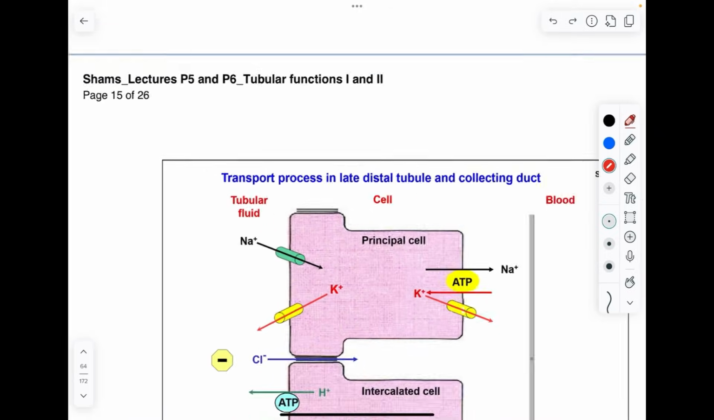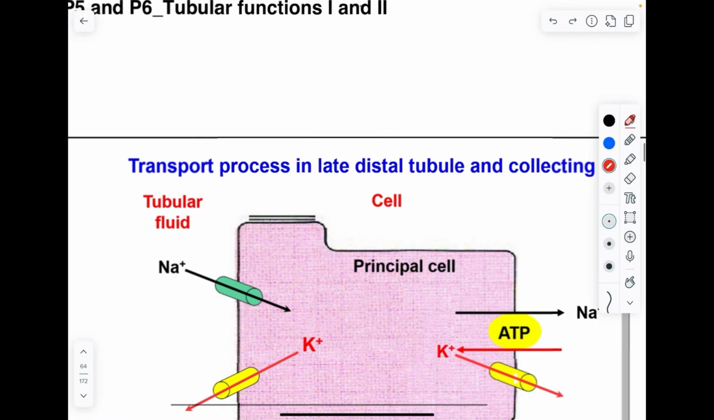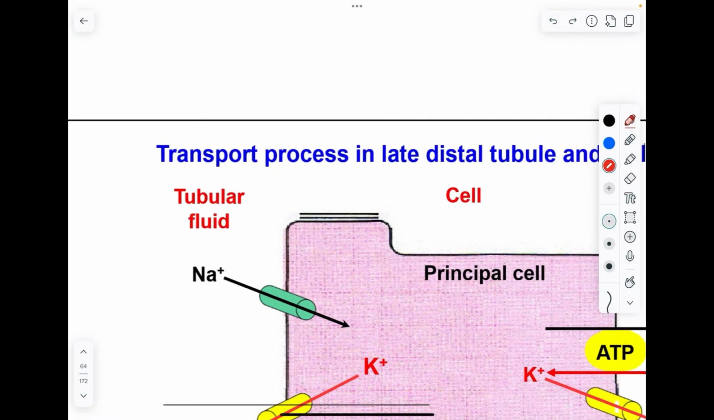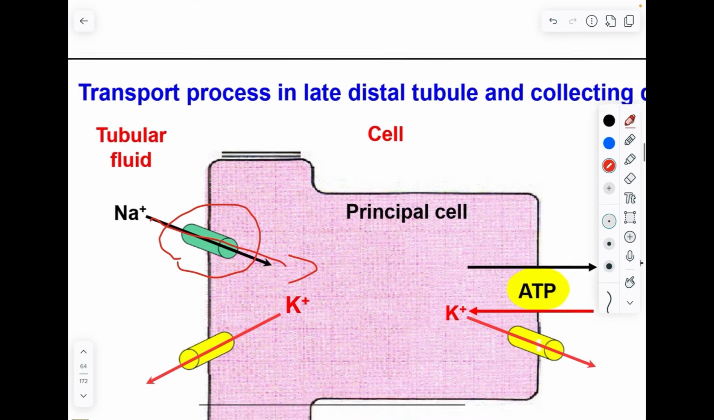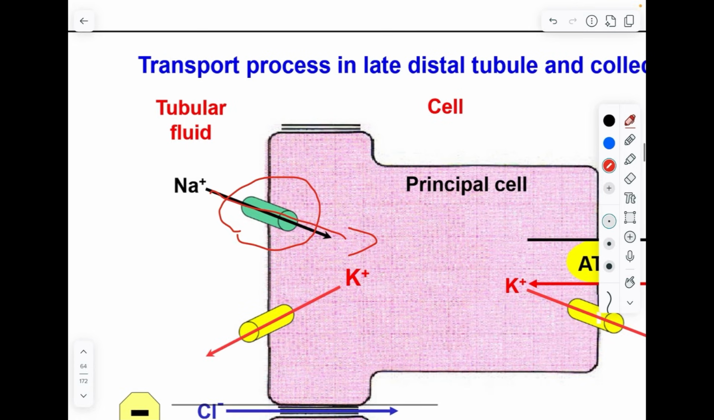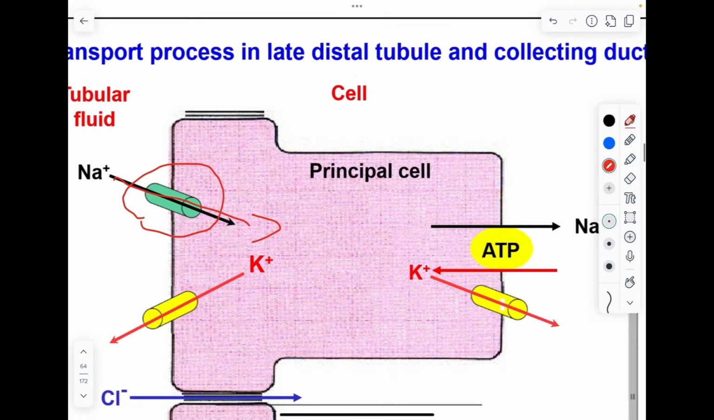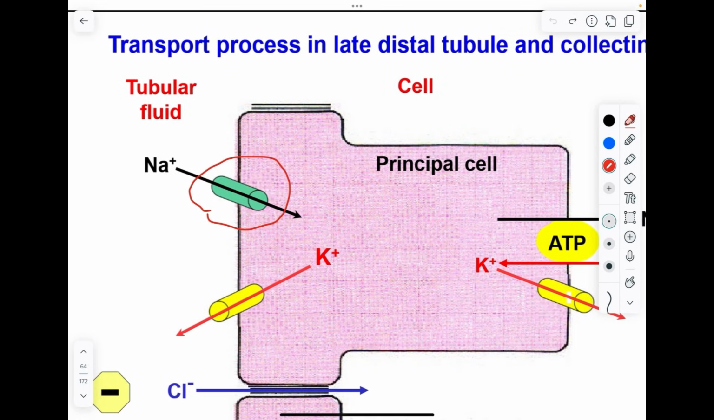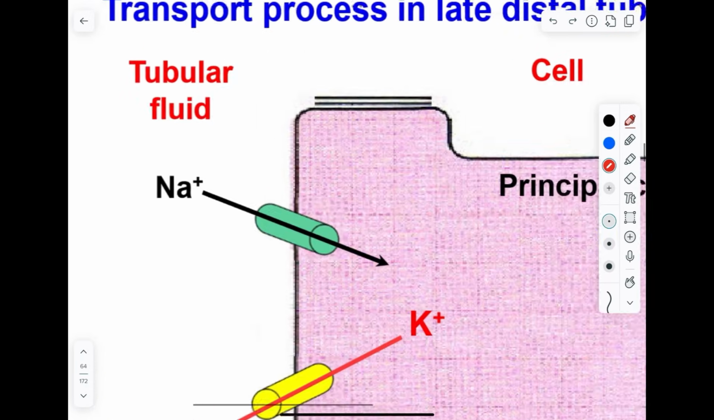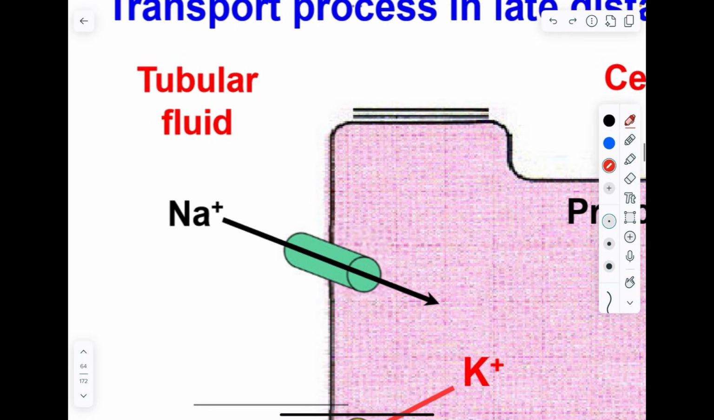Now, late distal tubule and collecting duct. Okay, now let's start. Here we have an ion channel for sodium. So sodium is going into the cell transcellularly. Okay, so we have an ion channel allowing sodium to go in. Channels are better than transporters. They allow so much to go in.